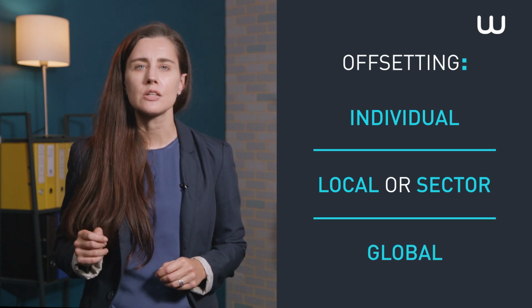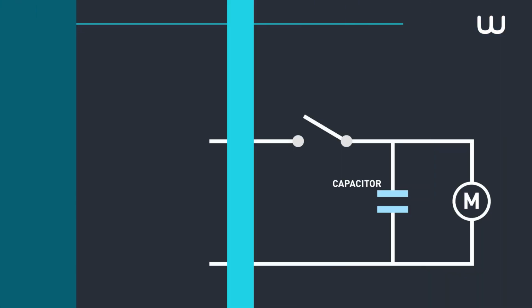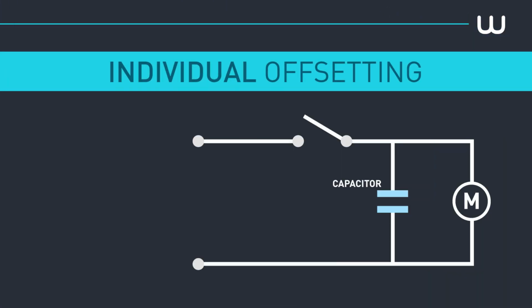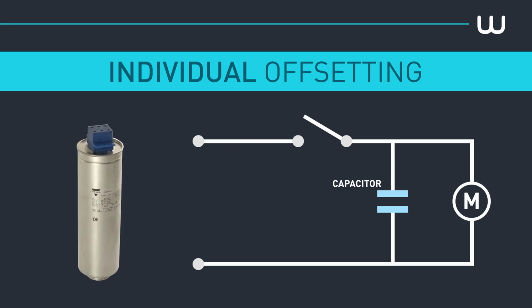In the case of individual offsetting, a series of capacitors is directly connected to the motor's terminals. This offsetting technique is ideal because it produces reactive energy at the same location where it is consumed, and in a quantity that is adjusted according to demand.